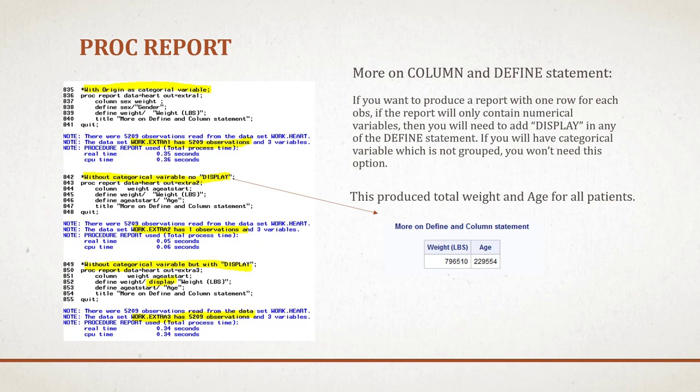From the log, we can see that lines 835 to 841 are for a report with a categorical variable, and the output dataset contains 5,209 observations. From line 842 to 848, we can see that without display, the report for two numerical variables only generated a dataset with one observation. And the dataset is right here. It is a summary of the weight and age from all observations from the original dataset. From line 849 to 855, with display, the report procedure generated a dataset with 5,209 observations.